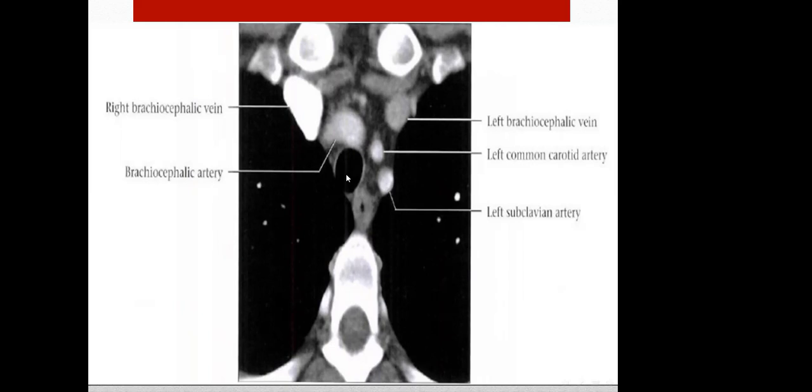These vessels are formed anteriorly by the brachiocephalic veins. This is the right brachiocephalic vein and the left brachiocephalic vein. More posterior to them are the branches of the aorta. This is the right brachiocephalic artery, and on the left, the left common carotid and the left subclavian. The left brachiocephalic vein will cross over all these three arteries to drain with the right side into the superior vena cava.